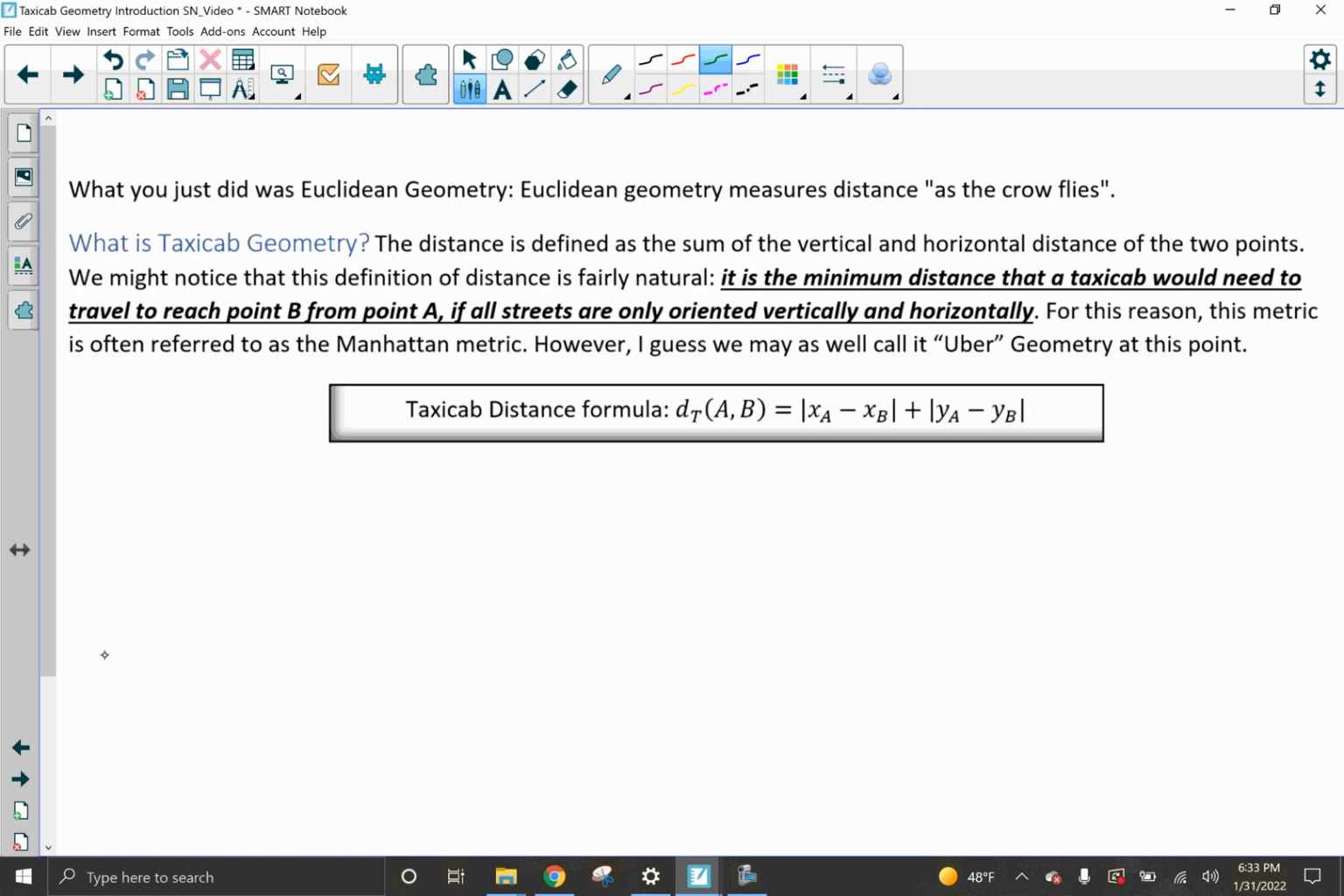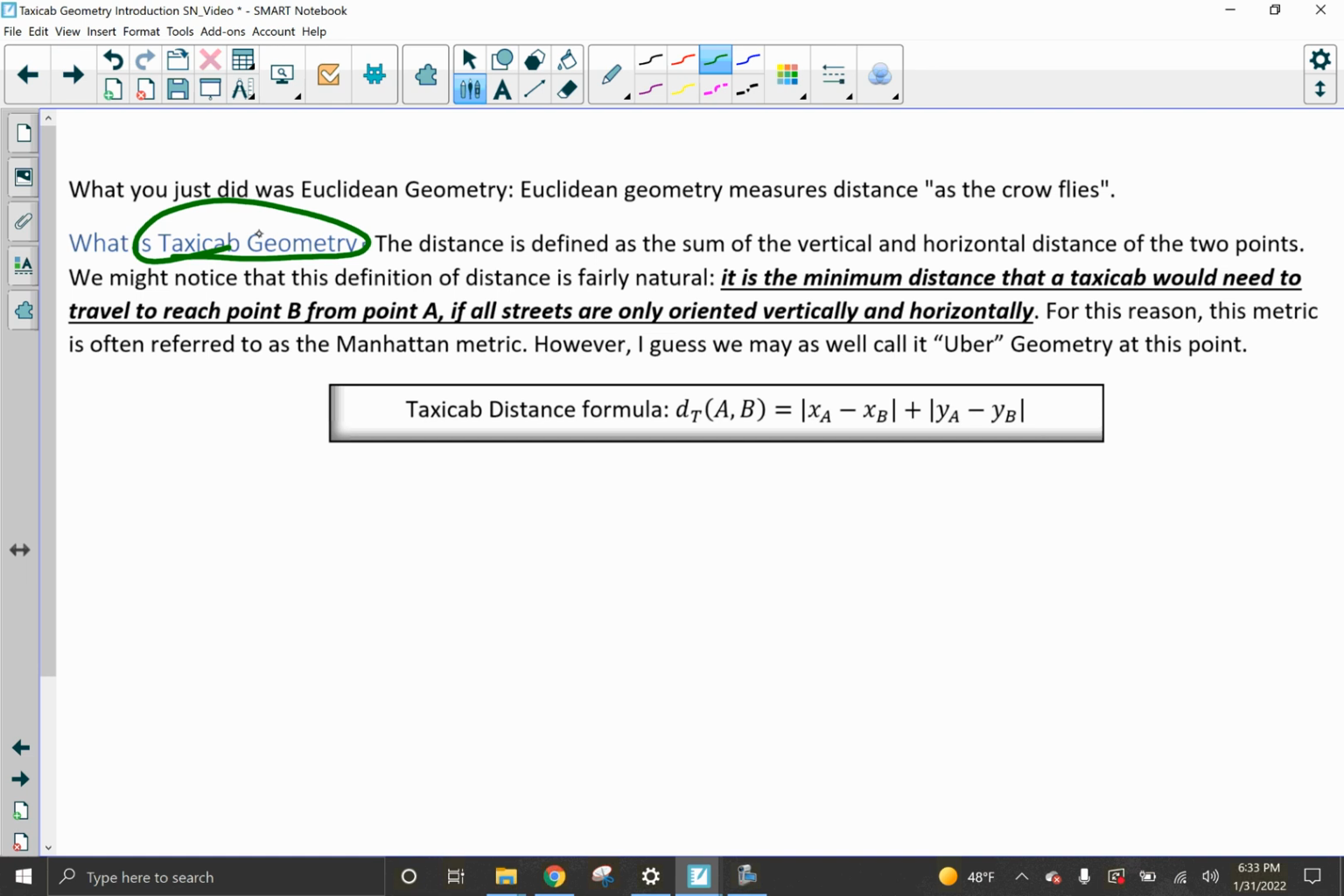Now, the new part is TaxiCab geometry. This distance is defined as the sum of the vertical and horizontal distance of the 2 points. We might notice that this definition of distance is fairly natural. It is the minimum distance that a taxicab will need to travel to reach from point A to point B if all streets are only oriented or placed vertically and horizontally. For this reason, this metric is often referred to as the Manhattan metric.